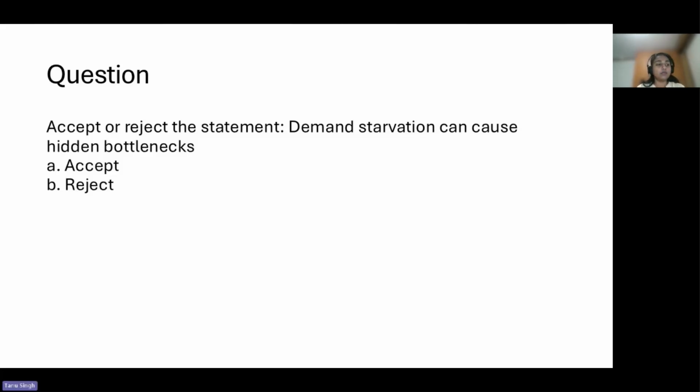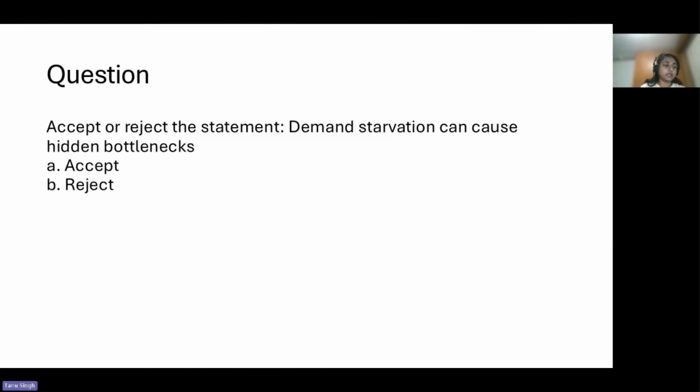Then coming to hidden bottlenecks, a bottleneck is a location in the network that limits the flow. So a hidden bottleneck is one that exists but there is no obvious sign of it, because the road never appears congested. So how does demand starvation cause a hidden bottleneck? If a road could handle high volumes but experiences low demand, congestion never occurs, so the bottleneck is not visible. Planners may underestimate the potential bottleneck because the road looks underutilized. Therefore the statement is correct.